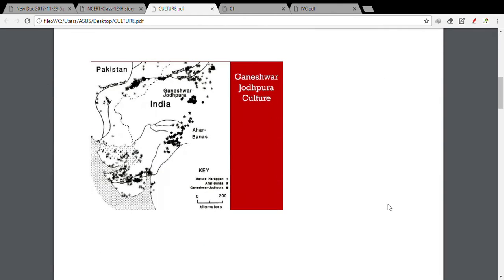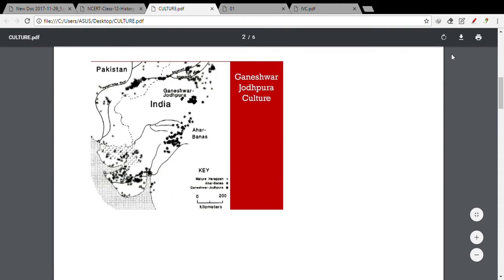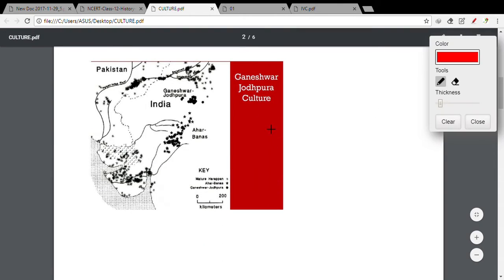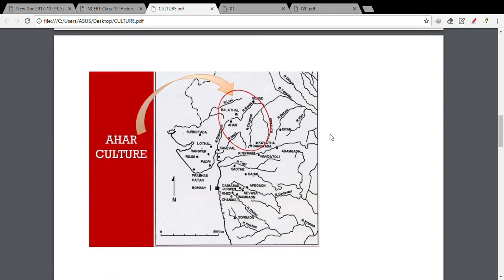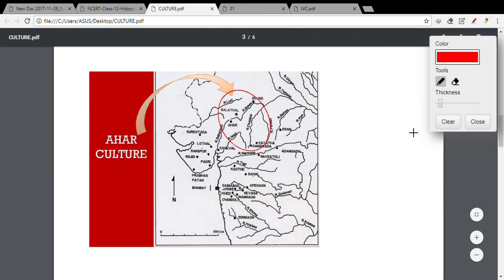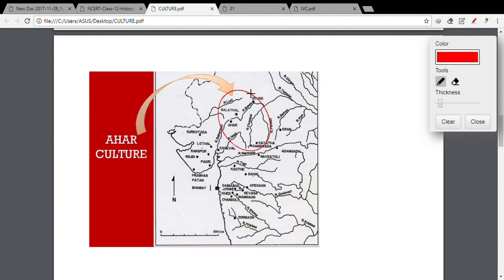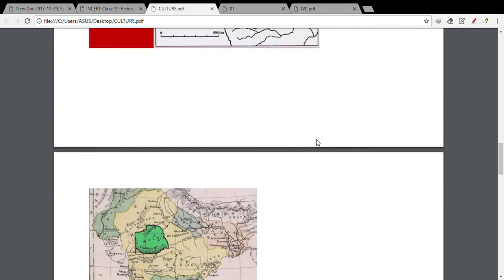Let's move on to the cultures. There is the Ganeshwar culture, which is based in Jodhpur. Jodhpur is in Rajasthan. Here we can see the Ganeshwar-Jodhpura culture, which is a very important culture of ancient India. Next, we move on to the oldest Indian culture, which is known as the Ahar culture. Look at this, this is Gujarat, this is Rajasthan, so it is somewhere around here. Ahar is an important place around which this culture developed, so it was named after that particular place.